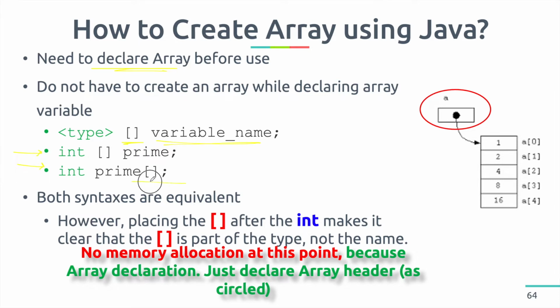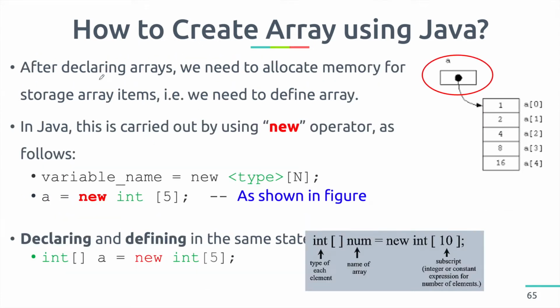So you can write it either way. By the end of this step, we declared an array. We didn't give it a size yet. It doesn't store any values in memory for array values. We just declared an array variable.